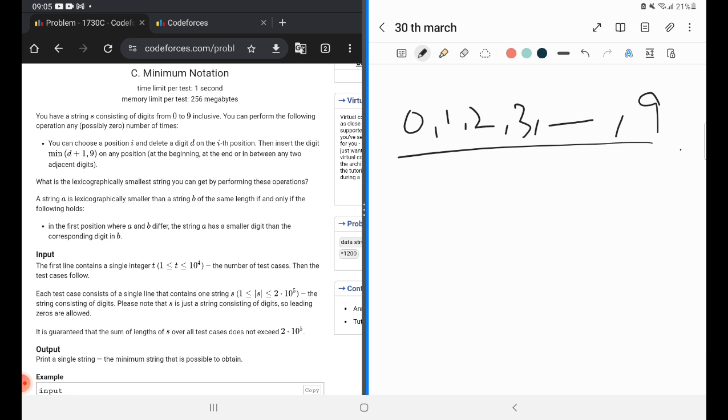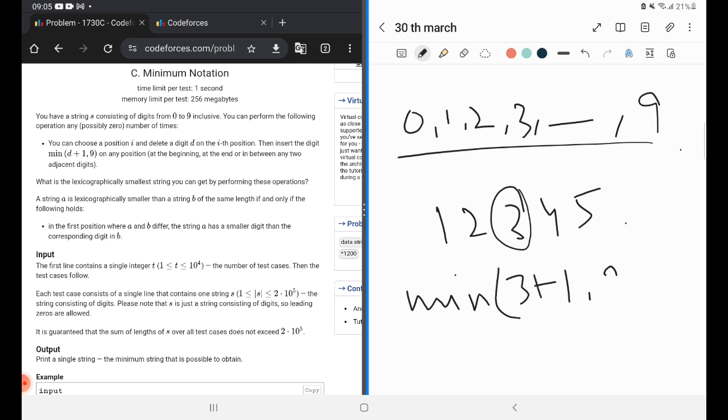So the operation is that we can choose any position i, and then we can delete the digit that is present in that particular position. So let's say I have a number 1 2 3 4 5, so I can choose this position i, and then I can delete this 3, and then I have to insert the digit that is minimum of d plus 1 comma 9, that is 3 plus 1 comma 9, whichever is minimum among this. We have to insert that digit on any other position, right?